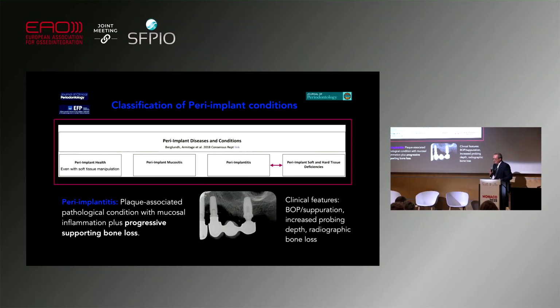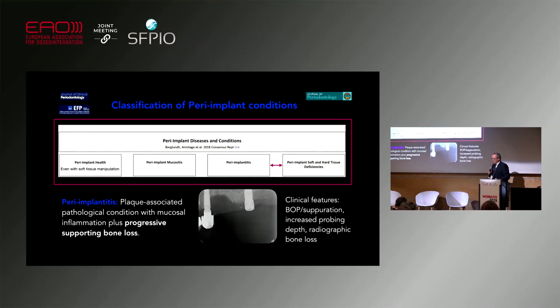The most serious issue is when we are facing progressive supporting bone loss, and the bone involvement is quite clear. Here, the clinical features are either bleeding on probing or an absence of bleeding on probing, but suppuration. And due to the fact that this is an ongoing process, sooner or later this category could lead to an explantation procedure. The last category includes peri-implant hard tissue deficiencies and soft tissue deficiencies and peri-implantitis, and these deficient conditions are the bad guys working together with big guns.